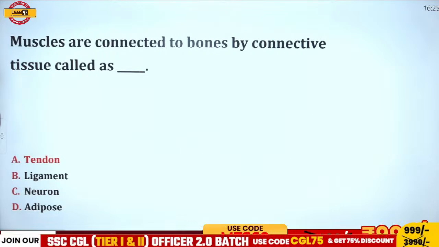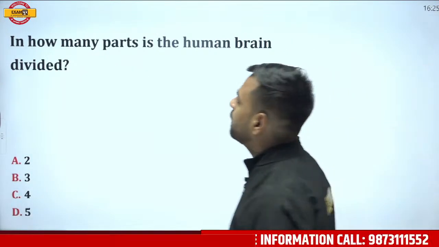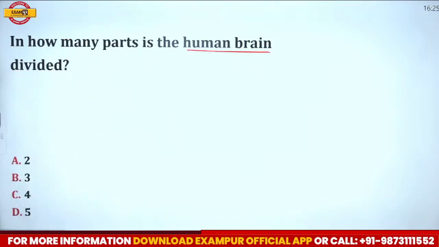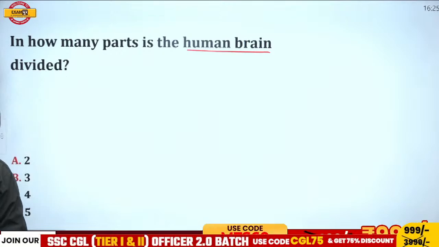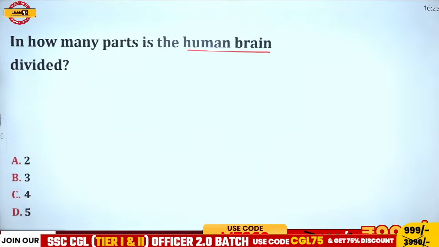Simple. Now, the next question we have: in how many parts is the human brain divided? So let's see who can answer this part. Everyone who is in this session, please start commenting so that I can have a discussion with you. I'm waiting for the answer from everyone, then I'll move forward. Till then I want an answer from everyone. Waiting for the answer, please.